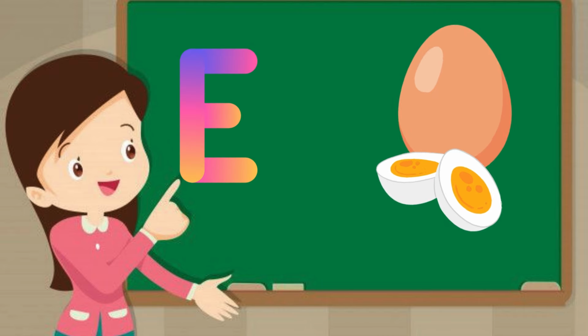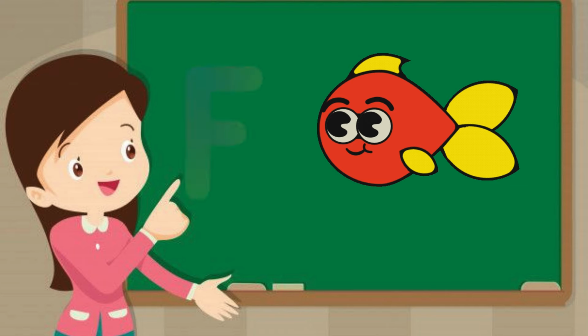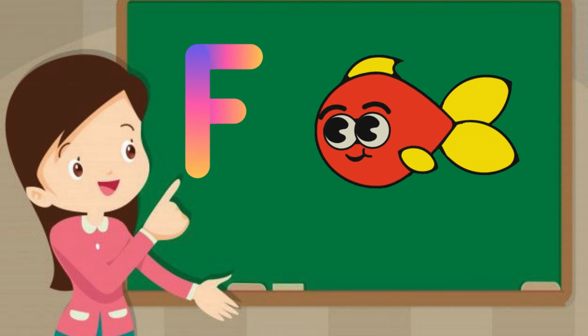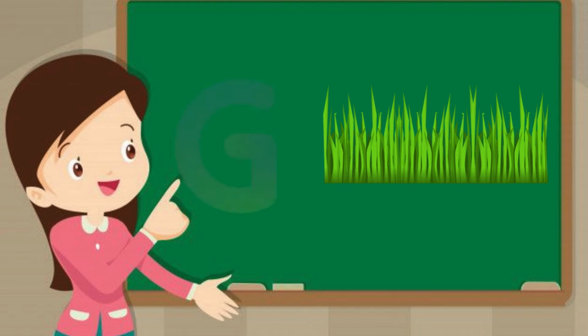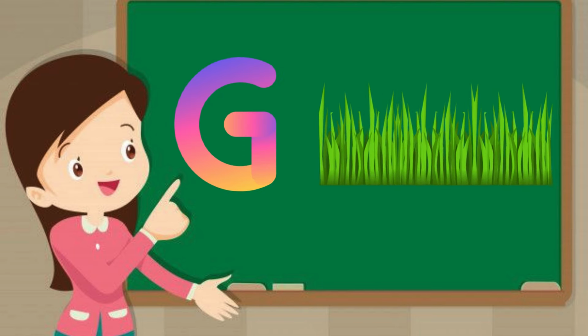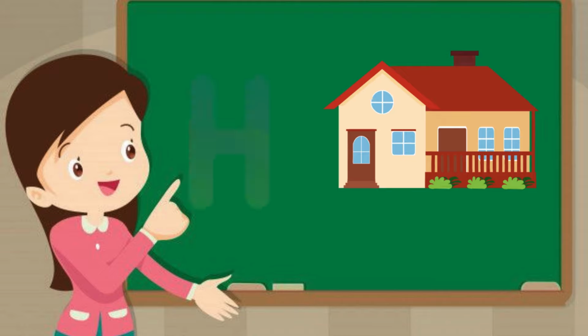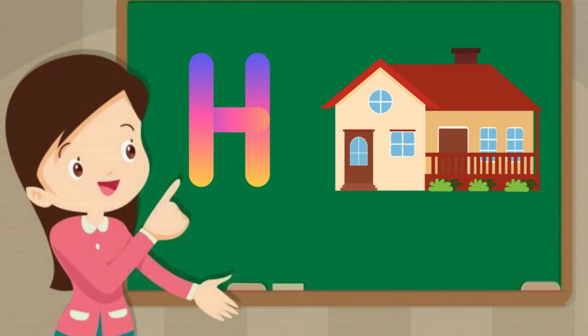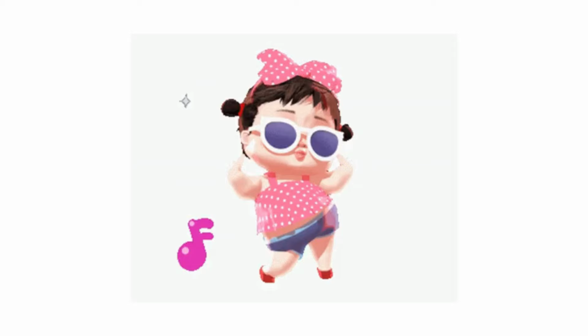E is for egg. E, e. Egg. F is for fish. F, f. Fish. G is for grass. G, g. Grass. H is for house. H, h. House.